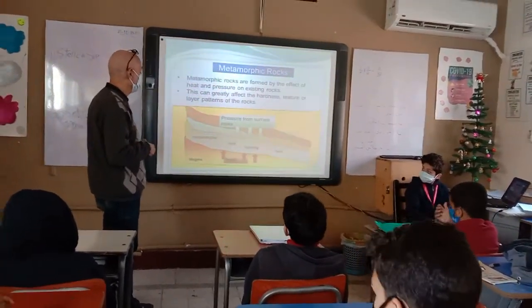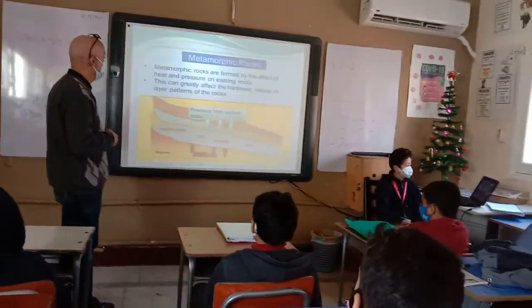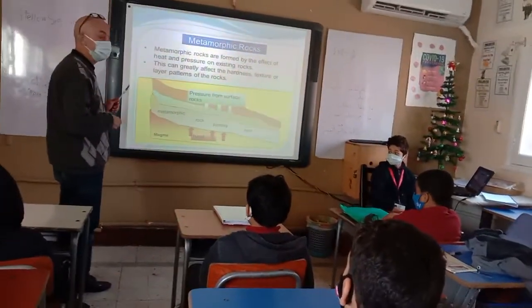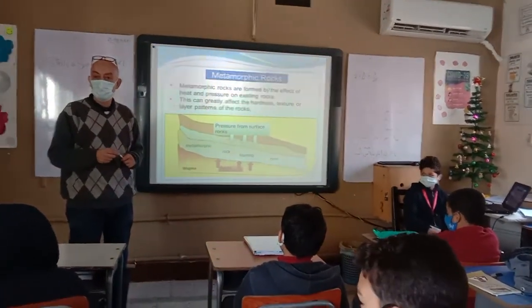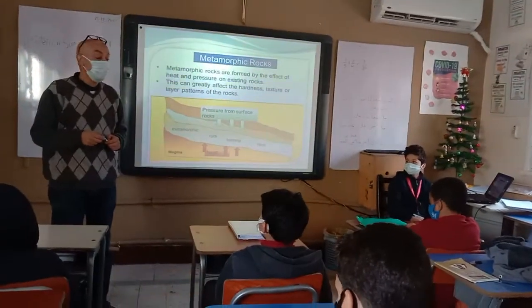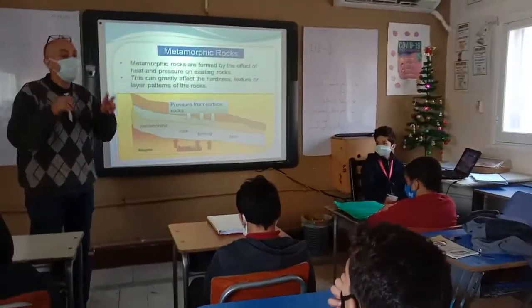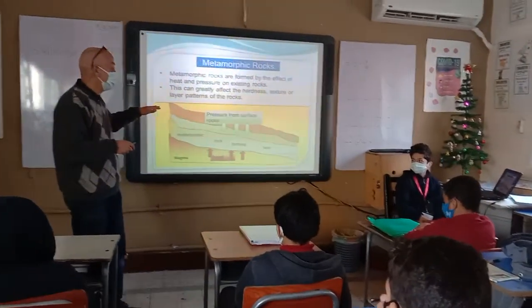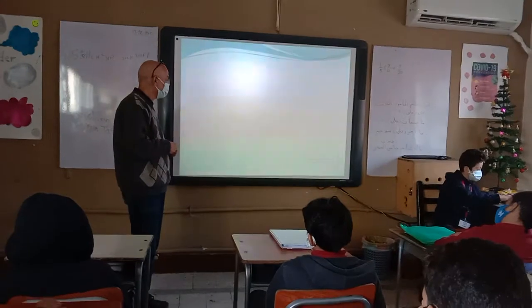This diagram shows how metamorphic rocks form. Metamorphic rocks are formed when igneous rocks such as granite and basalt are subjected to heat or pressure, or even when sedimentary rocks are subjected to heat or pressure or both of them. At the end, we form a new type of rock which is called metamorphic.